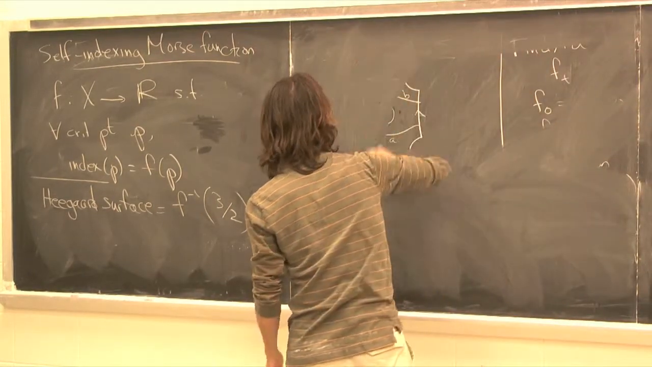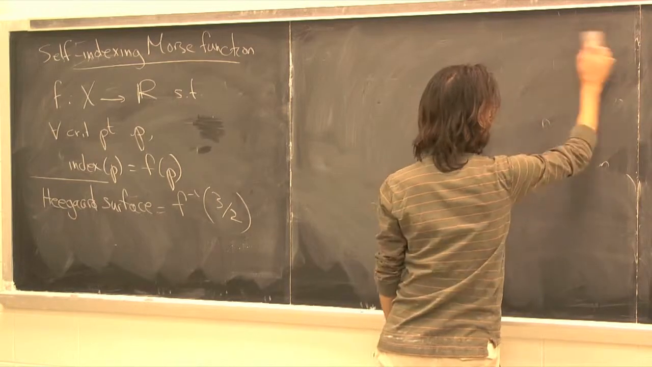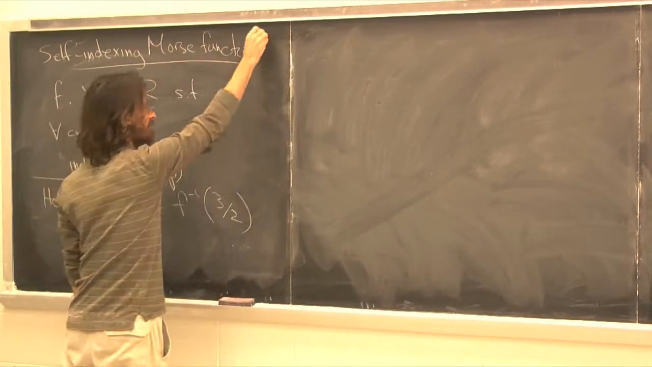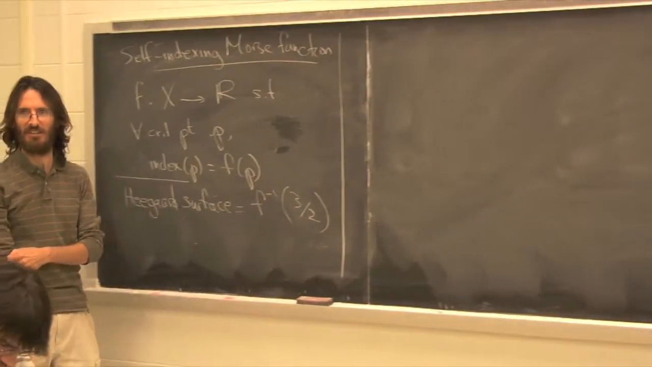I like to think of a Morse function as being truly a generic object, and in that case, a self-indexing Morse function is not a Morse function. It's not generic.